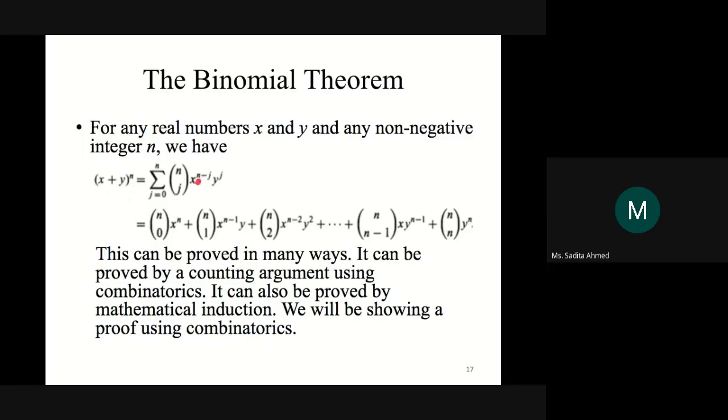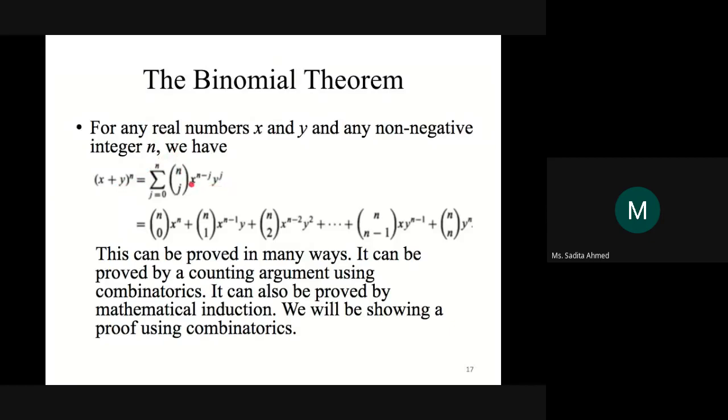X to the power of n minus j. In order to get this, how many times would you have to choose x from all of the n terms? It is n minus j. N minus j times you have to choose x. Exactly. And if you choose x n minus j times, how many times can you choose y?